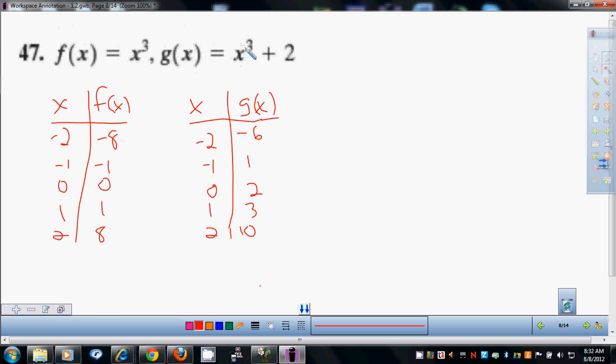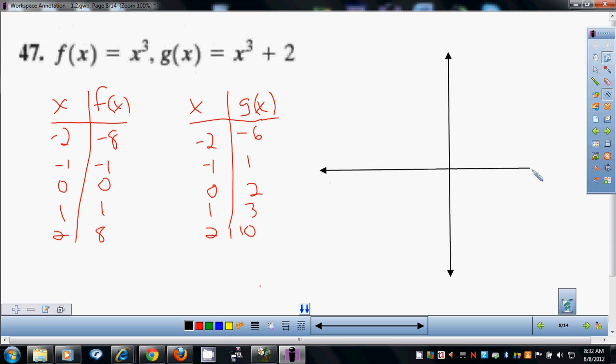-2 cubed plus 2 was -8 plus 2, -6. -1 cubed plus 2 was +1. We plugged these into the g of x function. All right? No problem. Good question. Questions, questions, questions. Love them. Shows me you actually want to know this stuff.